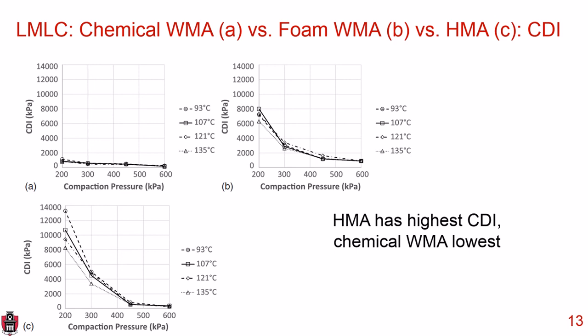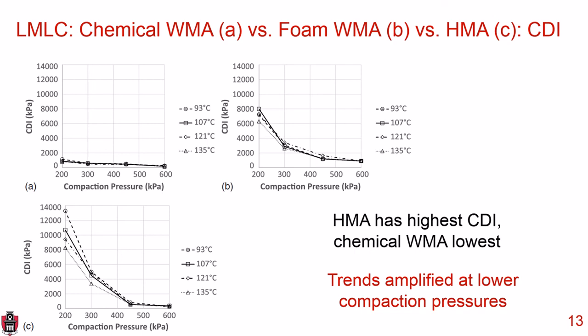And as you read literature, you'll notice that the chemical warm mix asphalt supporters talk about this concept of lubrication, and this could be part of that being seen here. That chemical provides a little extra lubrication, especially at the lower compaction temperatures and the lower compaction pressures. Because you can see another interesting thing is if we just stuck with 600 kilopascals, very similar results to the CDIs across the three different types of mixtures.